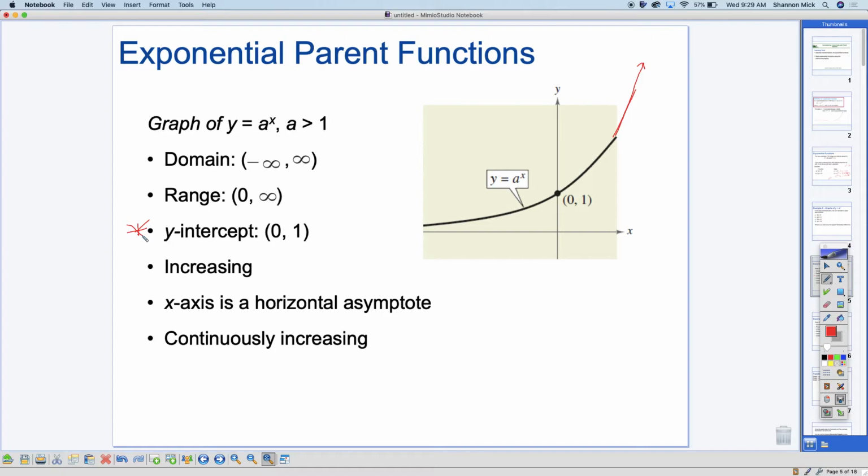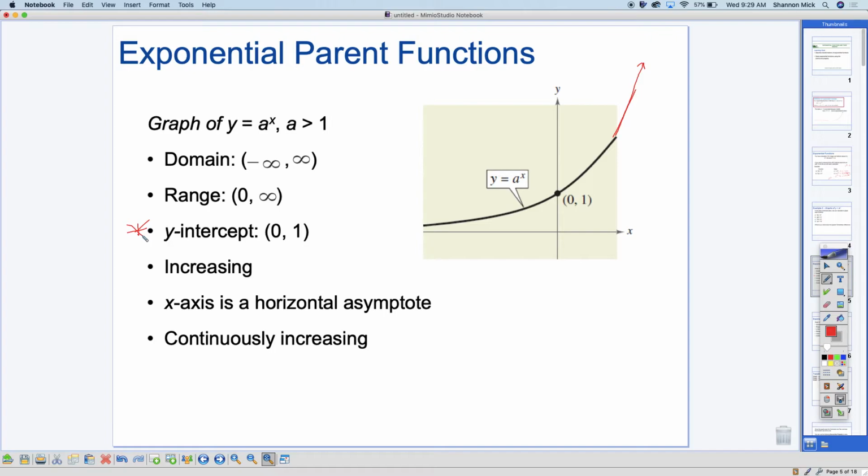Anything to the 0 power, which would be your x, is 1. The y is 1. So all of them will have that y-intercept, well, until we move it left, right, up, down. But the parent function always goes through 0, 1. Before, we moved 0, 0 and added or subtracted x's and h's and all that. But now we're not going to go 0, 0. We're going to go 0, 1.